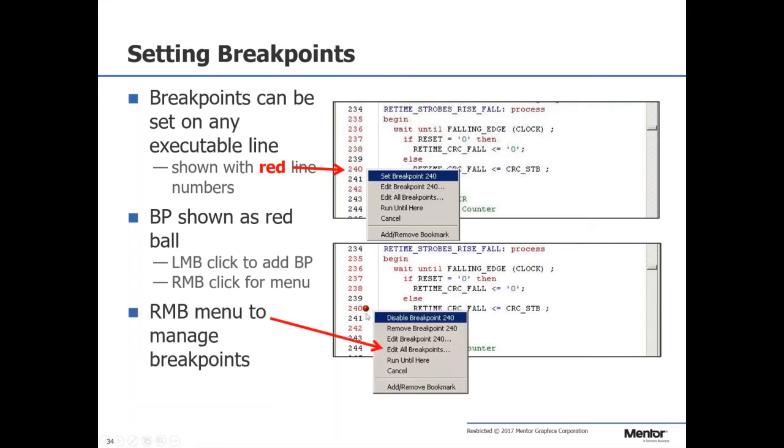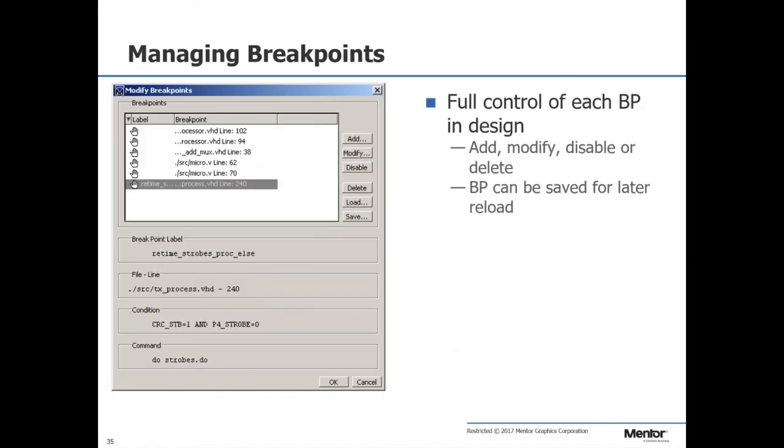So yeah, here I've right-clicked on a breakpoint. I can disable it, which means it's still there, but it's just not currently active. I can also say, let's edit all the breakpoints I currently have set in this simulation. And if I do that, it'll bring up this menu right here. So this is showing that I have a breakpoint in this code on line 102, on this file, on line 94, et cetera, et cetera.